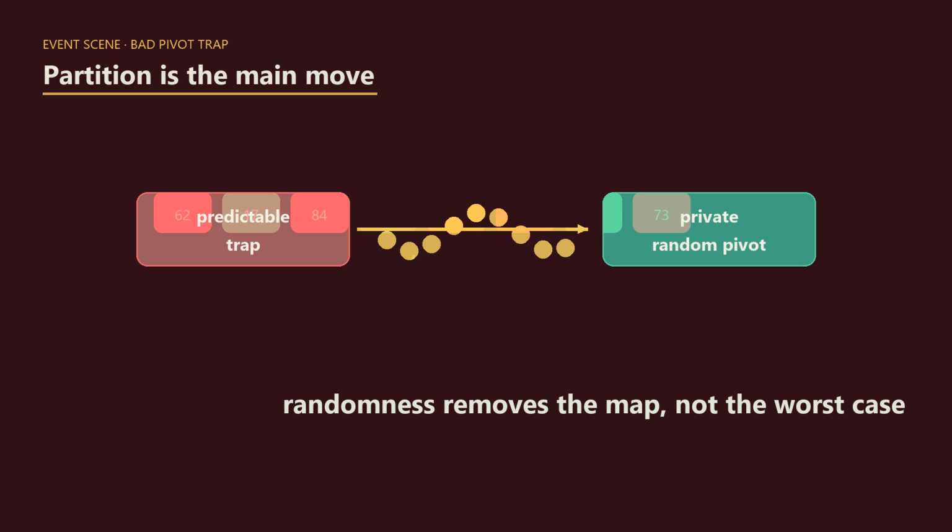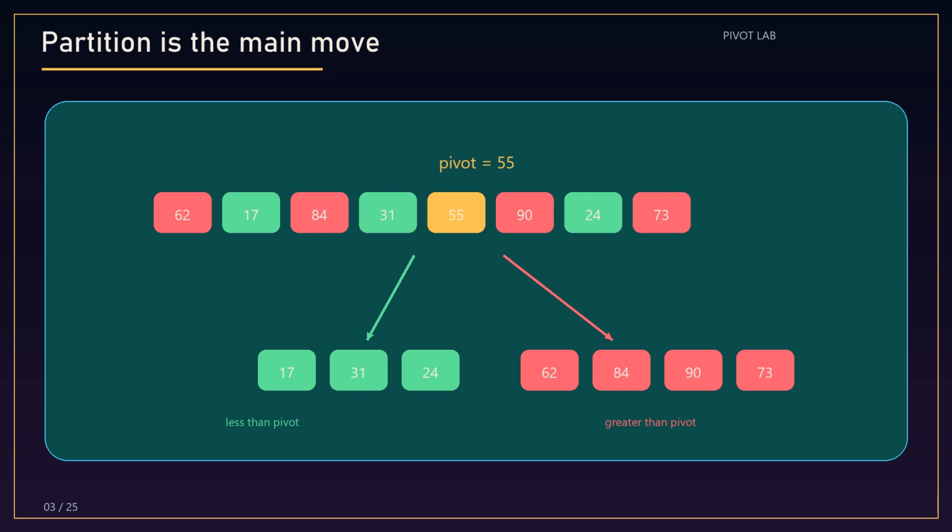The core operation is partition. Pick a pivot value. Scan the array. Every item smaller than the pivot moves to one side. Larger or equal items follow the equality rule used by that partition scheme. In this visual version, the pivot lands in its final sorted position. Other partition schemes may return a boundary instead, but the same split idea drives the recursion.